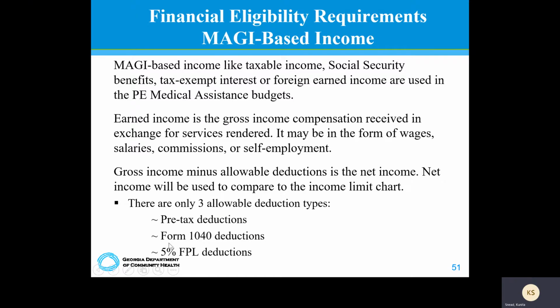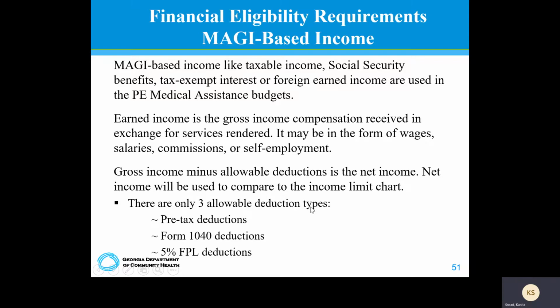But for your 5% deductions, this amount is going to be listed on your income limit chart. And this is not always going to be used. It's only going to be used if that particular household is over the income limit. If they're over the income limit, that's when we would subtract it to try to make them eligible. But if they're already meeting the income limit, then we would not subtract that 5% deduction.